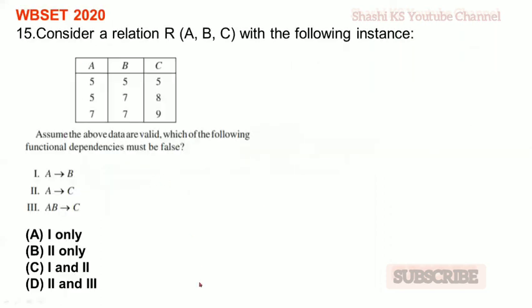The last question is, consider a relation with the following instance. Assume the above data is valid. Which of the following functional dependencies must be false? Here we have A determines B. For the same value of A, when the value of A is 5, the value of B is 5, and when the value of A is 5, the value of B is 7. So A does not uniquely determine the value of B. So the first one is false.